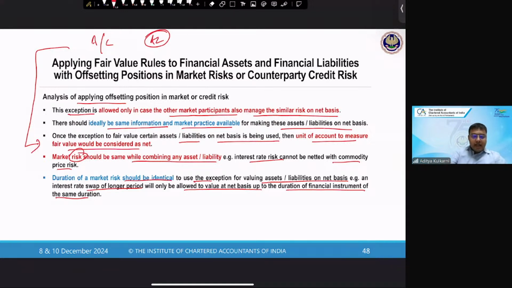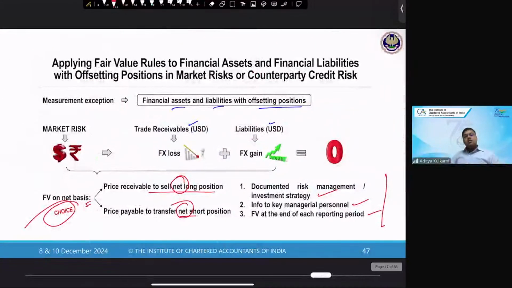Offsetting, is it regular or exceptional? It is exceptional. That means the preferred approach is what? I measure my assets' fair value and liabilities' fair value separately. But as an exception, you are allowed to measure the fair value on a net basis. For doing this on a net basis, there are 3 conditions that you need to fulfill.